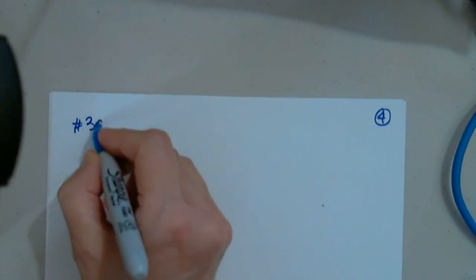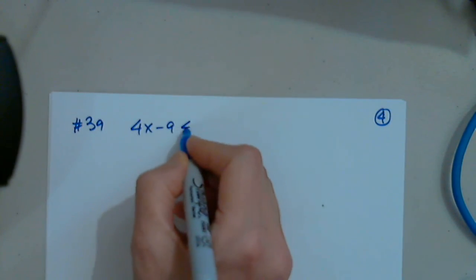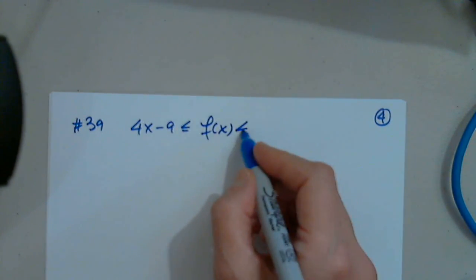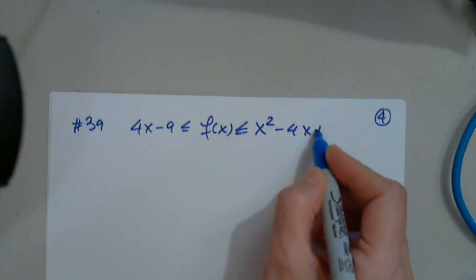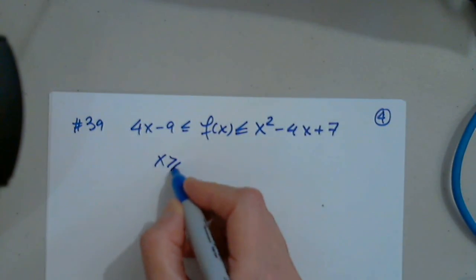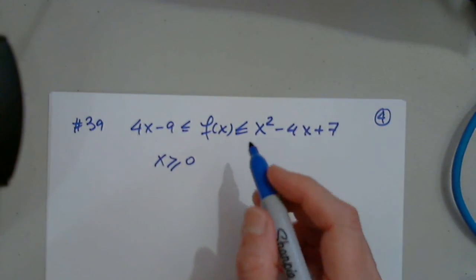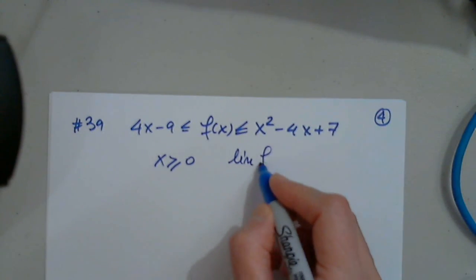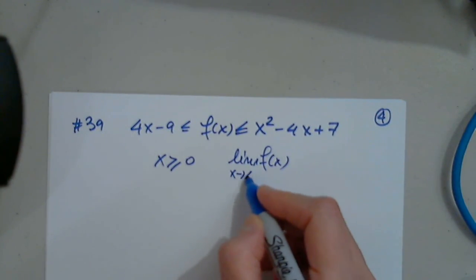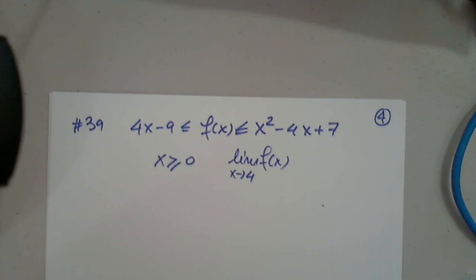So I'm going to copy 39. So 4x minus 9 less than or equal to f of x less than or equal to x squared minus 4x plus 7 for all x greater than or equal to 0, and 4 is greater than or equal to 0, so they are asking us to find the limit as x approaches 4. This is a much easier situation. How come?